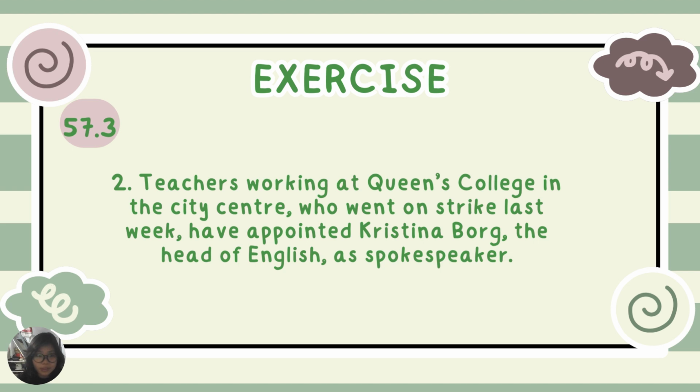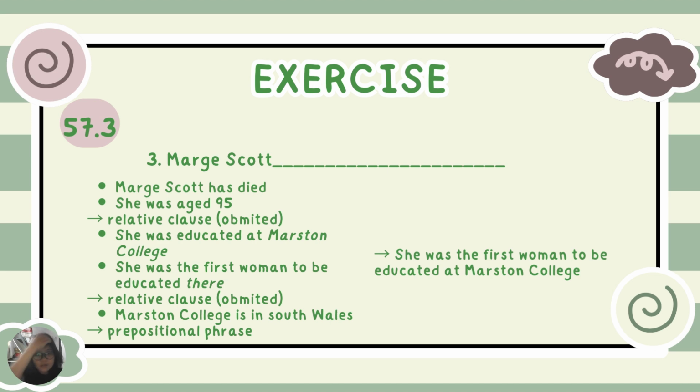So we will do the next sentence. May Scott. We have five pieces of information about May Scott, and the main information is May Scott has died and she was 95. We can combine the first information with the second into one sentence. It will be May Scott has died aged 95. We will use a participle clause here.